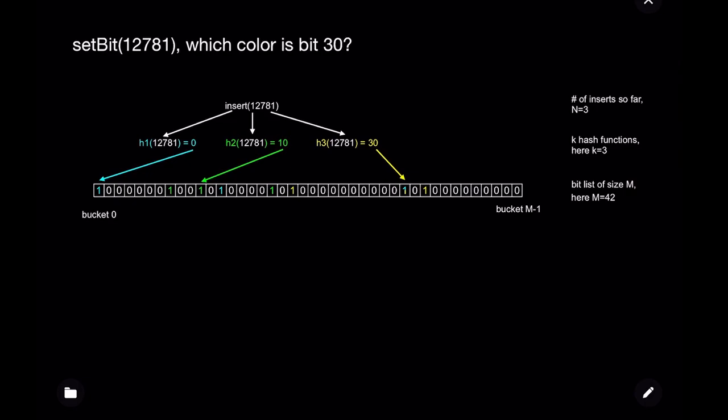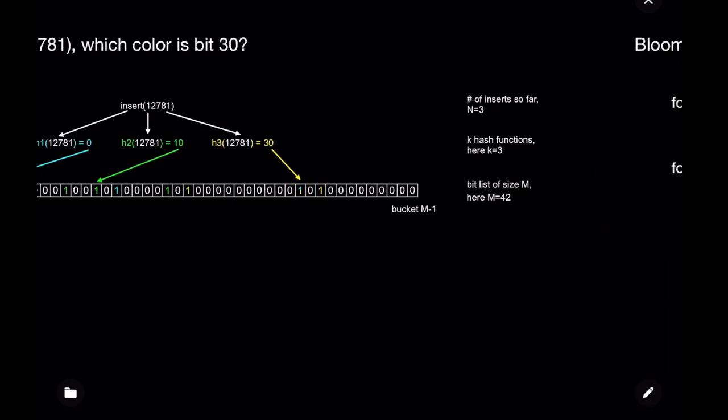Now, if I set the bit for 12781, I insert 12781, again with 3 hash functions, and I may end up in a situation where I want to set a bit that was already set by a previous insert. These things may happen in a hash table. You see it in standard hash tables with overflow chains, where all the entries that hash to the same bucket are kept. That's the same situation here. So actually, this bit, you could argue, has 2 colors, the one from the previous insert as well.